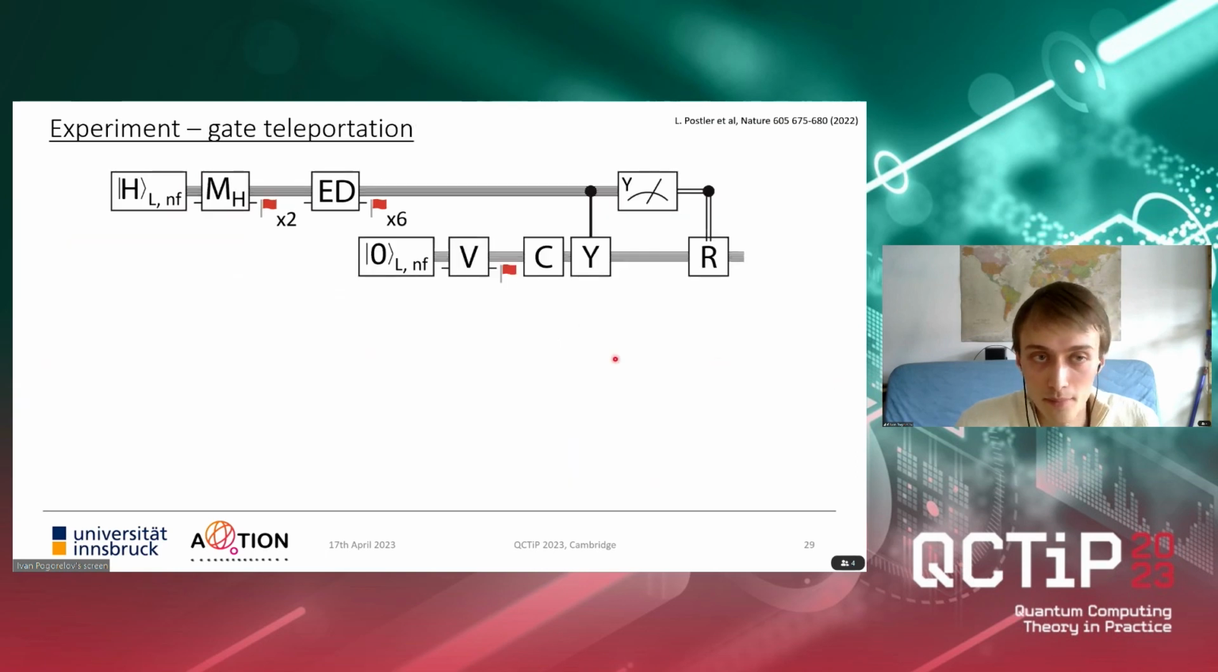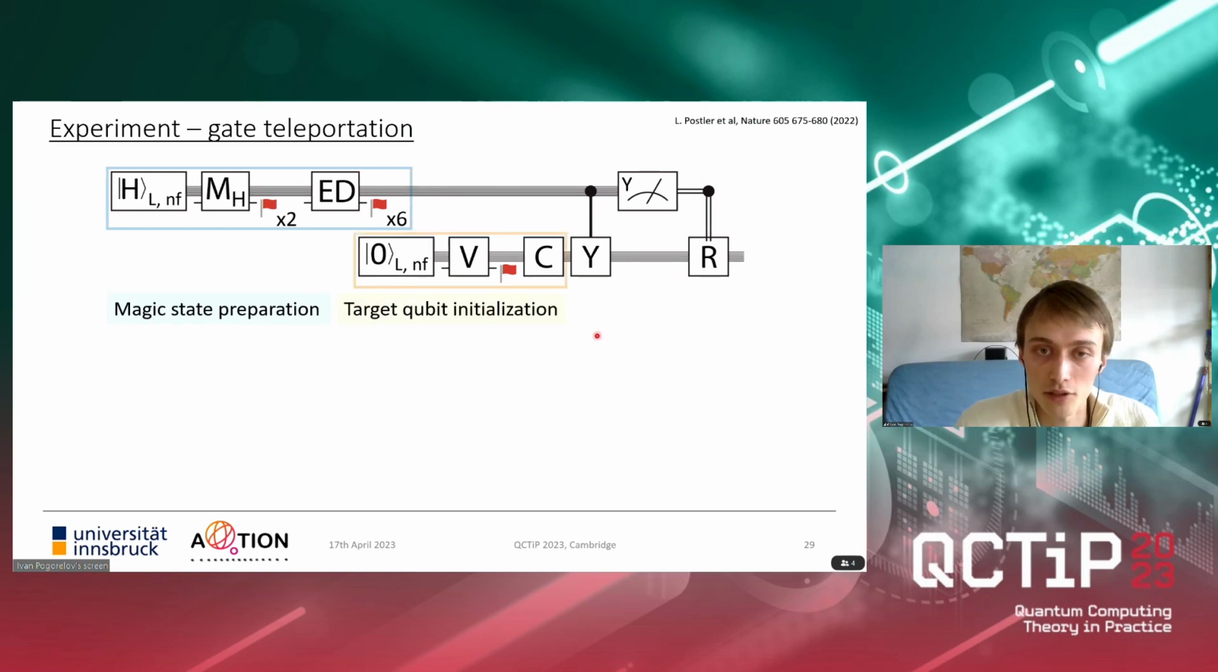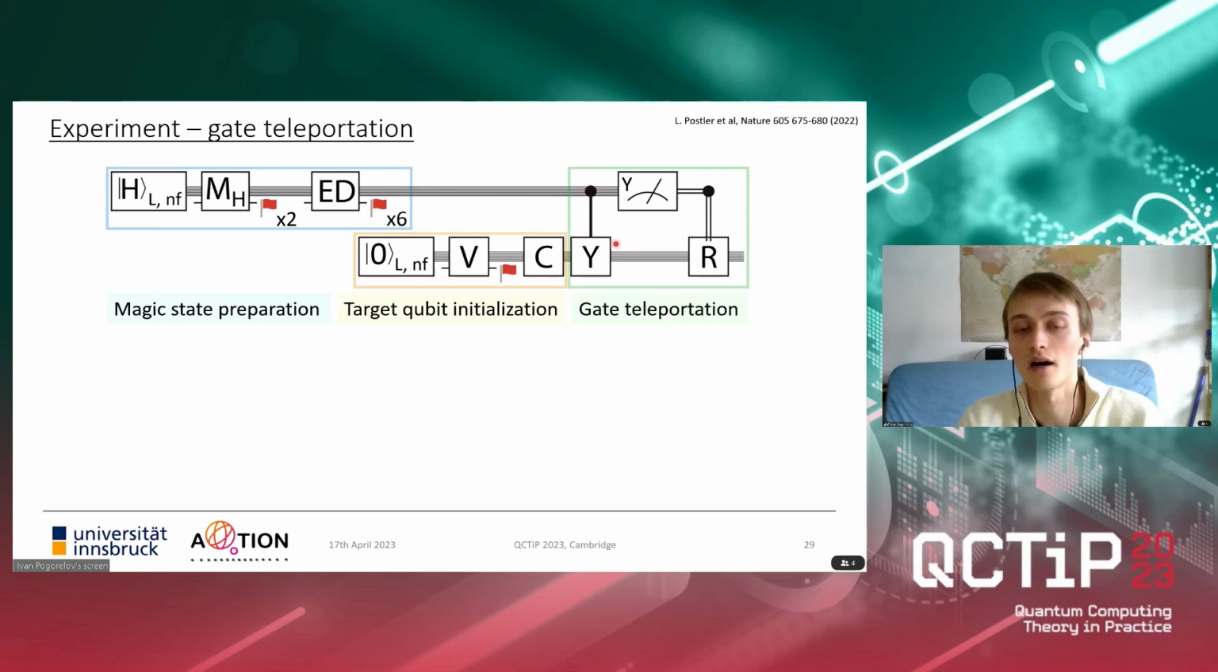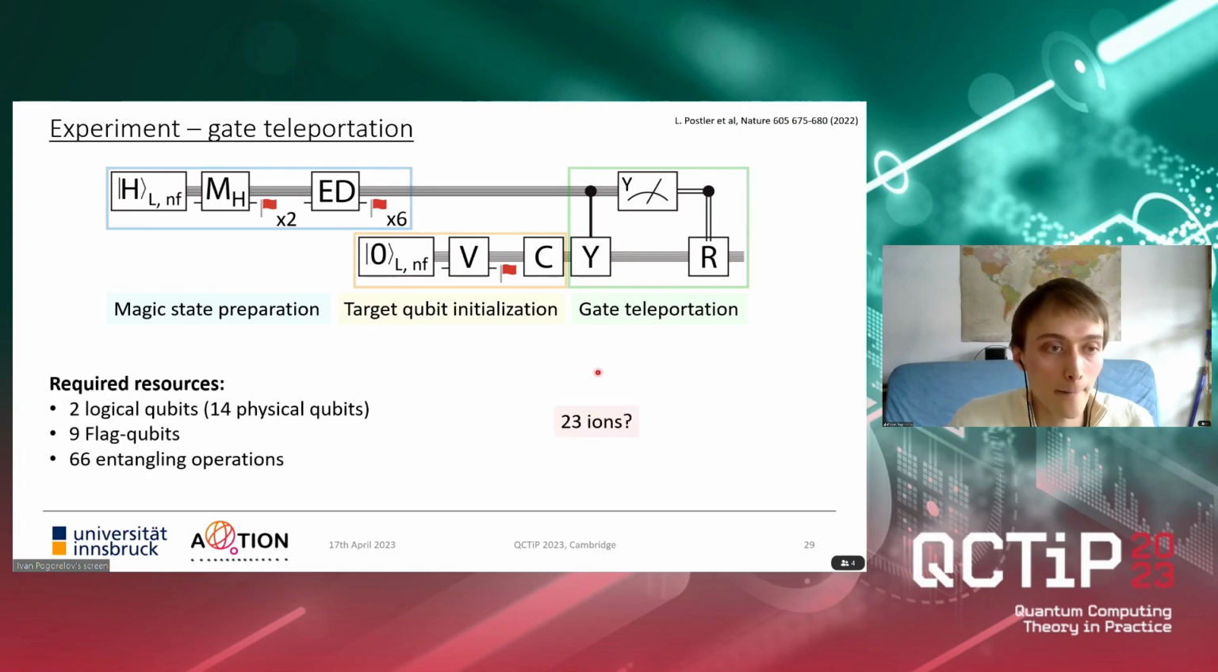So to do the T-gate, we need to do this gate teleportation. So first we do this magic state preparation. Then we initialize our target qubit. And then we apply CNOT and Clifford gate to actually do the T-gate in the end. That looks like quite a resource demanding circuit. So it needs 2 logical qubits, which makes 14 physical qubits in total and 9 flag qubits. And it seems like we need 23 ions for that.